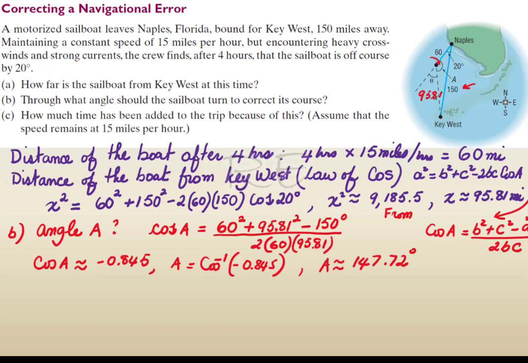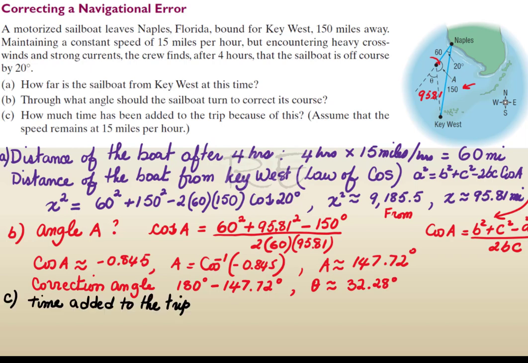Now from the diagram, you notice that theta, the angle of correction, forms with angle A a straight line, so they form a linear pair. Therefore, to find that angle of correction theta, we're going to subtract angle A, 147.72, from 180. So theta, the angle of correction, is approximately 32.28 degrees. Now, the time added to the trip because of this will be equal to, let's draw it.